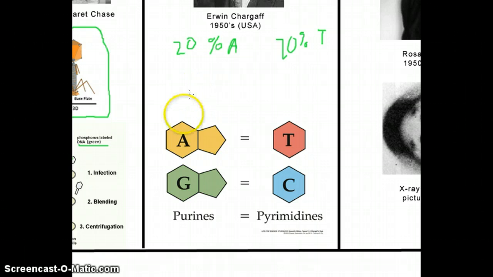And if you would have 30% C and 30% G. Now, if you add all these up, that equals 100%. 20 plus 20 plus 30 plus 30. But isn't it strange that there's always the same amount of A and always the same amount of T? And A and T are equal and C and G are equal. They happen exactly the same rates.